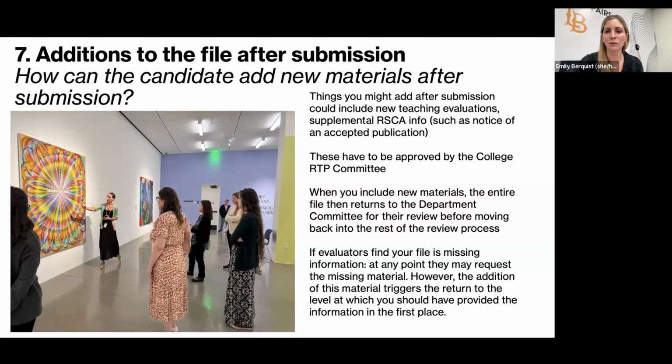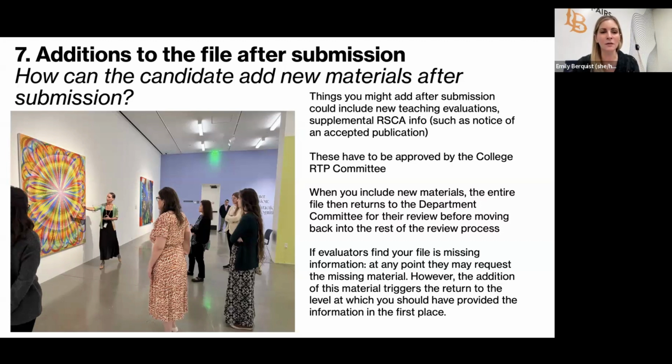Anything that you want to add after your file has been submitted needs to be approved by your college RTP committee. And when you include these new materials after the college RTP committee gives you permission, your entire file then returns to the department committee for their review before it moves back into the rest of the review process. At the same time, if your evaluators ever find that your file is missing information, at any point, they can request the missing material. However, the addition of this material triggers the return to the level at which you should have provided the information in the first place.